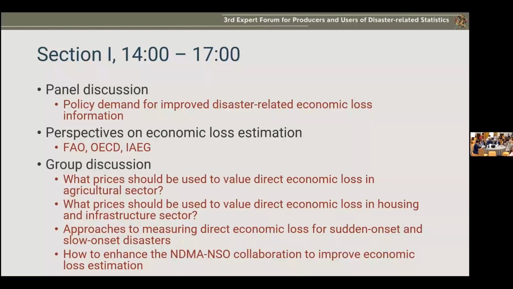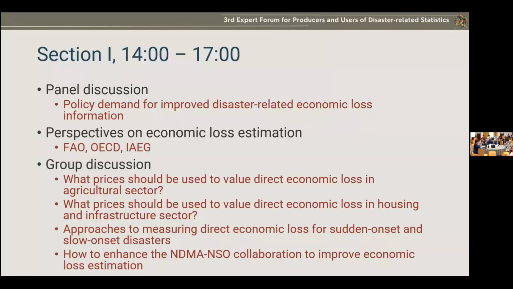And with all this in mind, we know that to sustain the operation and estimation of this information, we need collaboration between NSOs, who usually have the price and valuation expertise in the country, and also NDMAs, who usually function, as their mandate, in collecting physical damage information.